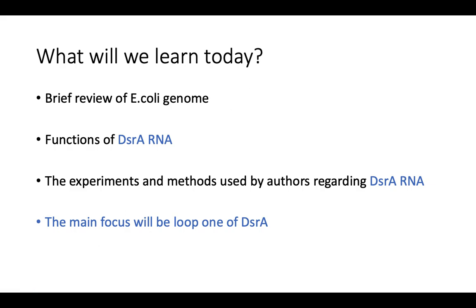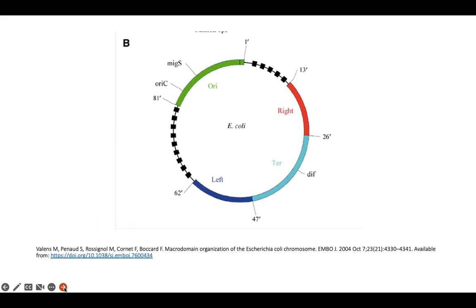So, what we're going to go over today: we're just going to take a quick look at the E. coli genome. We're going to look at the functions of DsrA RNA. We're going to look at the experiments and the methods that the authors used regarding DsrA RNA. And our main focus today is going to be on the first stem loop of the DsrA RNA.